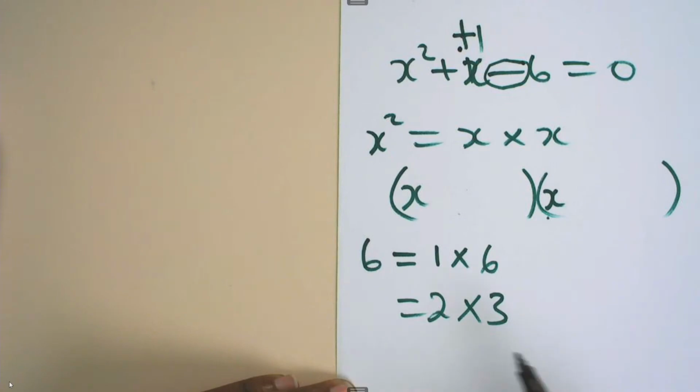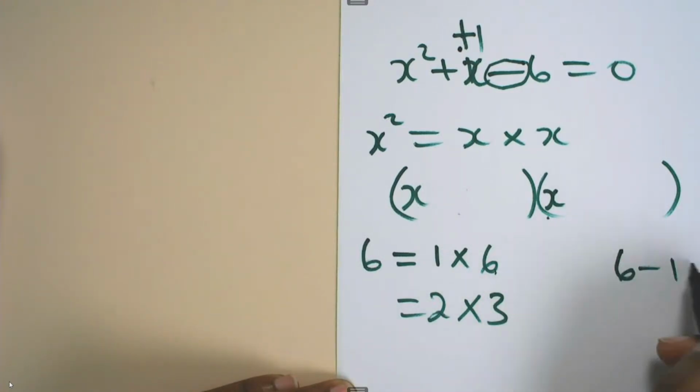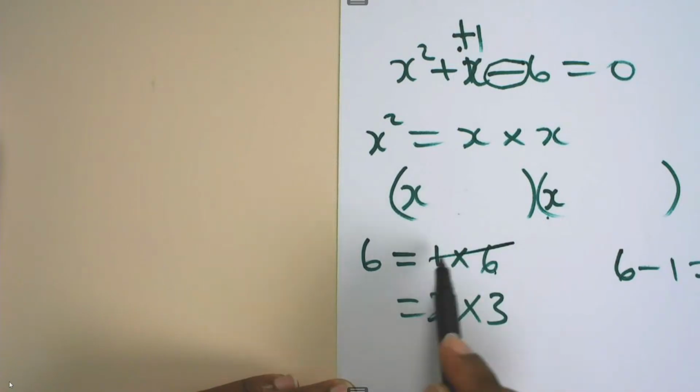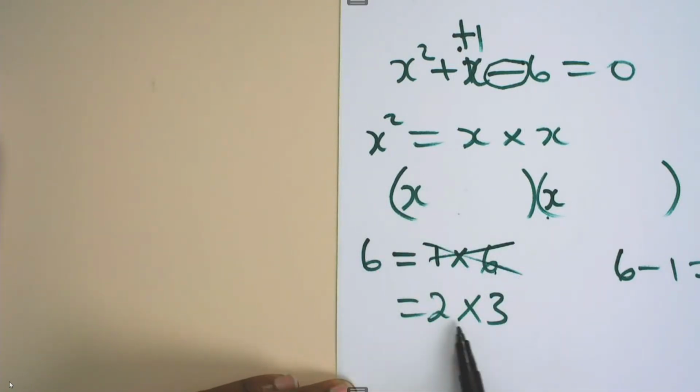So now let's have a look at the pair of factors that will give us positive 1 when we subtract them. If you check 1 and 6, if you subtract 1 from 6, we are just going to get 5. So they don't give us the coefficient of the middle term, which is 1. This pair cannot be used. Now we are left with the pair 2 multiplied by 3. For 2 multiplied by 3, 3 minus 2 will give us 1, which is the coefficient of the middle term x. So the correct combination is 2 and 3.